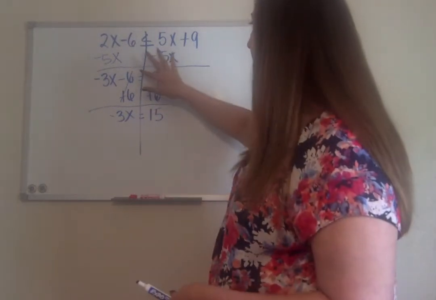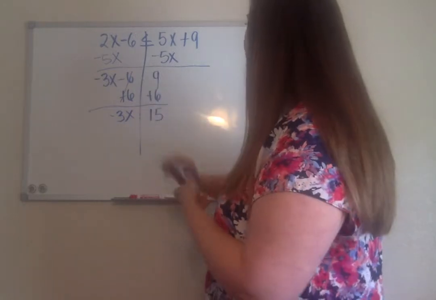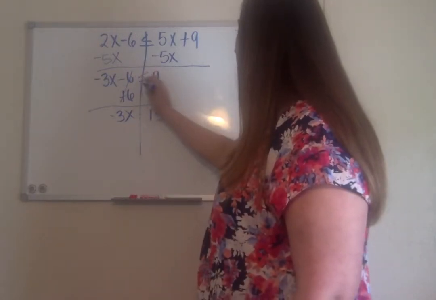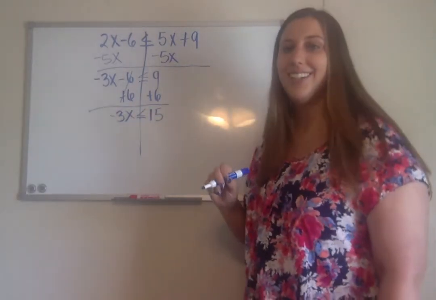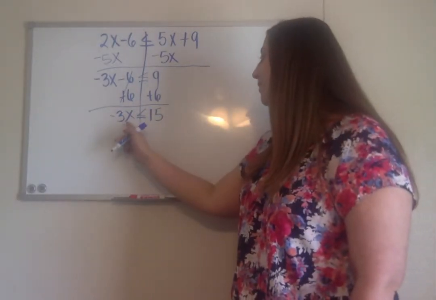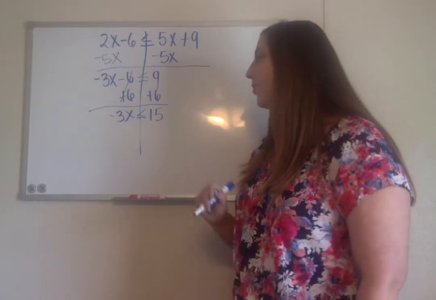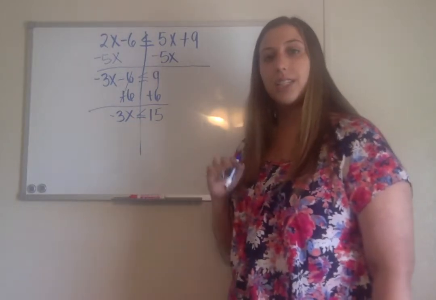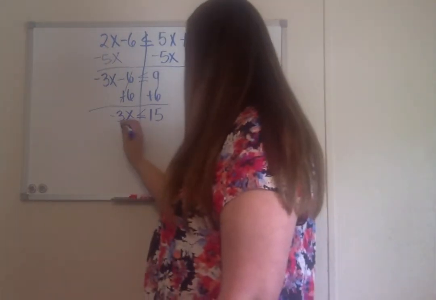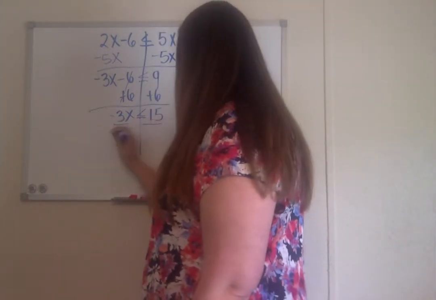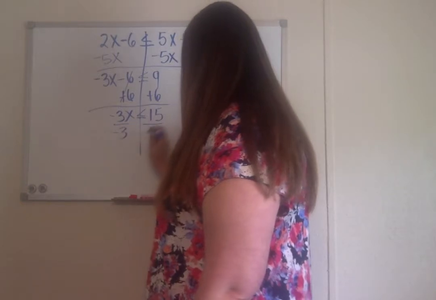Oh, I'm sorry, I keep writing equal signs here, but we're doing inequalities. I should change this to inequality signs. My bad, you guys. So we are left with negative 3x is less than or equal to 15. Just like equations, we still have to get x by itself. So in order to get rid of this negative 3, we're going to divide each side by negative 3.